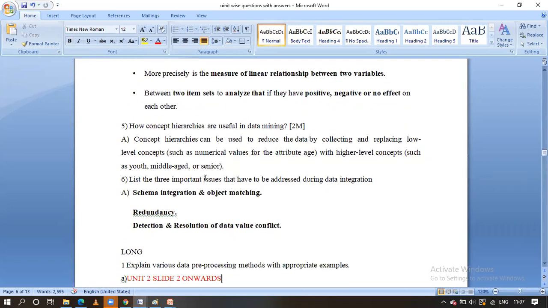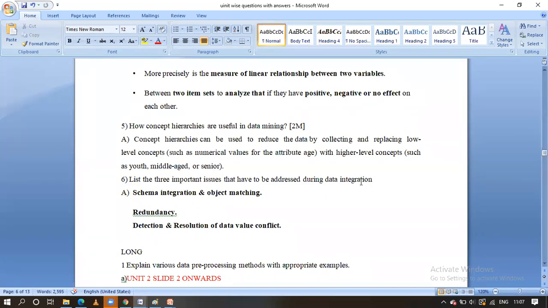The next important question, for 2 marks, is the important issues related to data integration. Data integration is combining the data from multiple sources. The different issues related to integration: redundancy is one, that is the main issue. And the next one is schema integration and object matching.